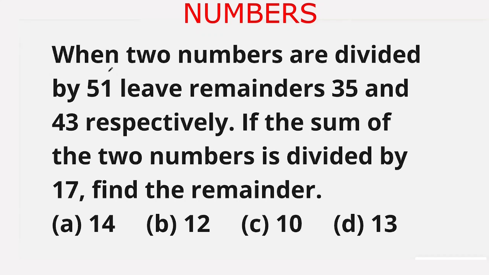Our question is, when two numbers are divided by 51, they leave remainders 35 and 43 respectively. If the sum of the two numbers is divided by 17, find the remainder. The given options are option A 14, option B 12, option C 10, option D 13.